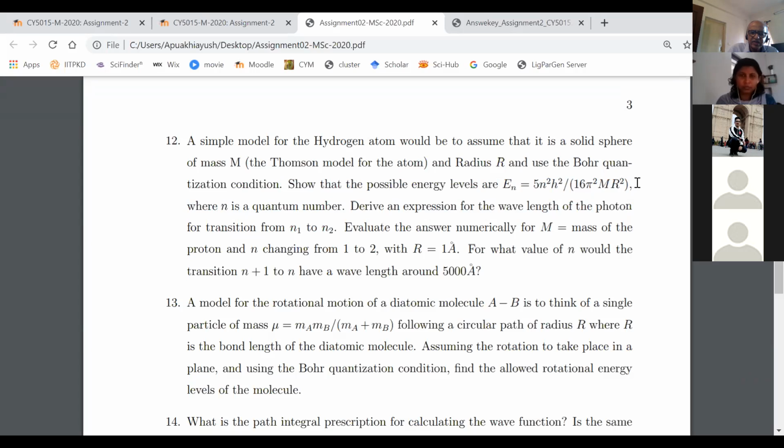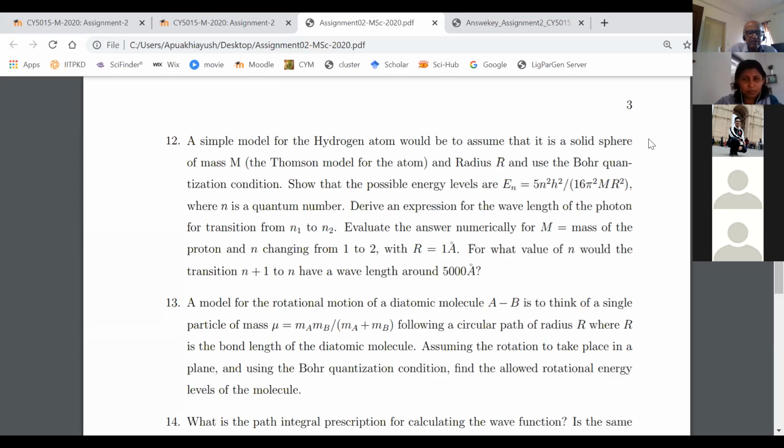But then you are asked, if the wavelength of the radiation is given to be 5,000 angstroms, is there any value of n for which the n to n plus 1 transition, that means the transition from the nth state to the n plus 1 state, would have a wavelength of around 5,000? So you have to calculate the value of n. Is that clear? Yes, sir.